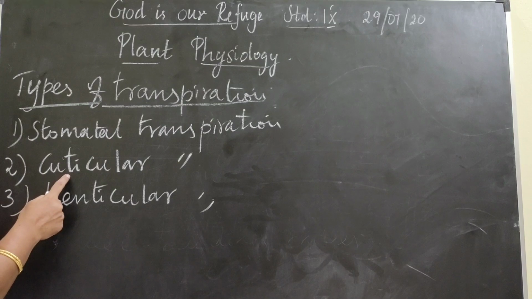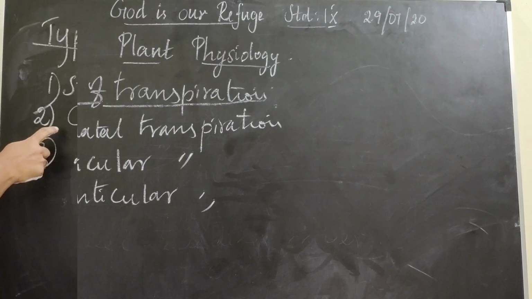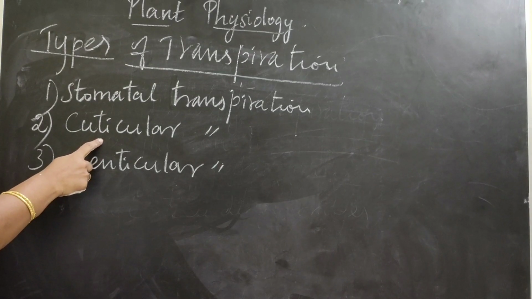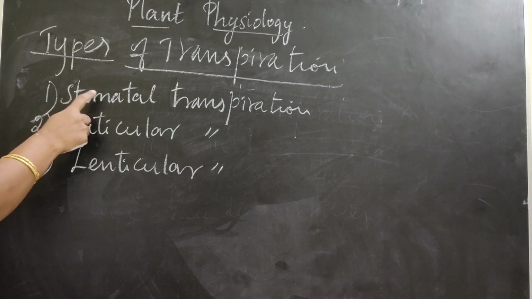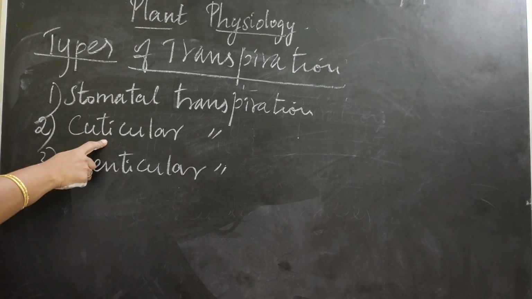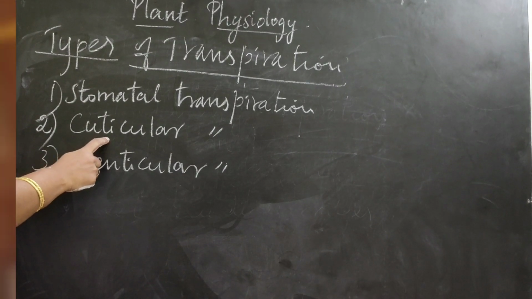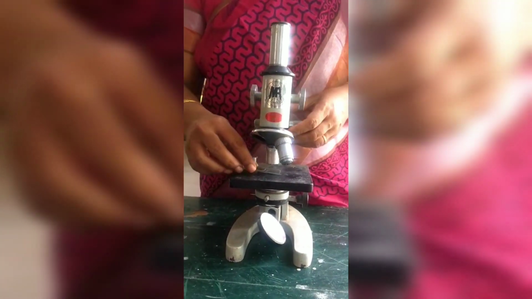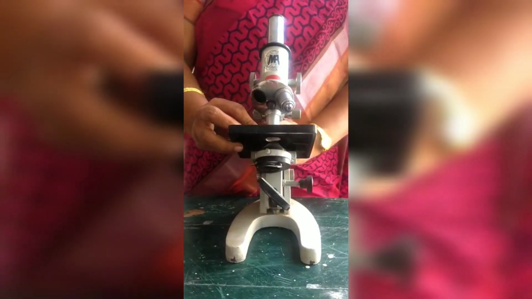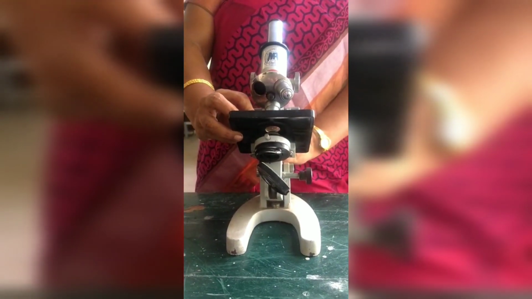What is cuticle? We can't see the stomata and the cuticle with the naked eye. But we can see them with the help of a microscope from the transverse section of a leaf. Microscopic slide for stomata. When we view that microscopic slide through this microscope, we can see the stomata and cuticle.